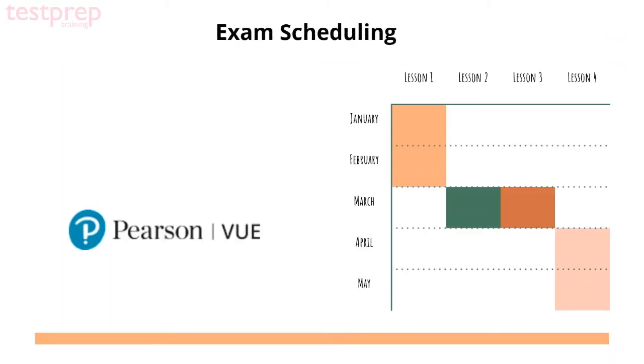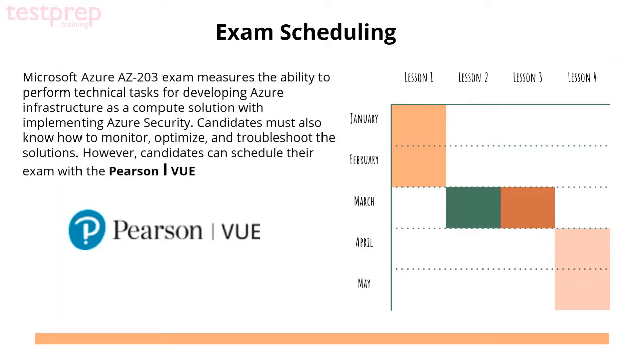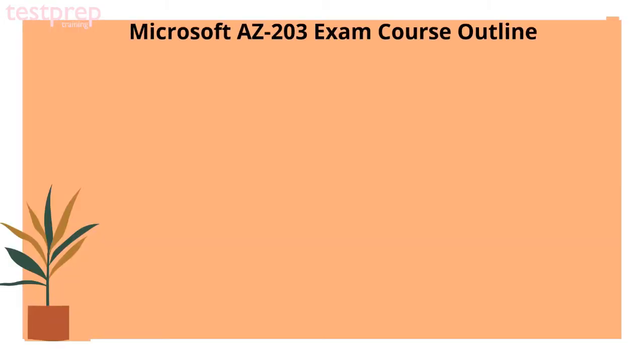Exam scheduling. The Microsoft Azure AZ-203 exam measures the ability to perform technical tasks for developing Azure infrastructure as a compute solution with implementing Azure security. Candidates must also know how to monitor, optimize, and troubleshoot the solutions. However, candidates can schedule their exam with Pearson VUE. Now, let's discuss the Microsoft AZ-203 exam course outline.